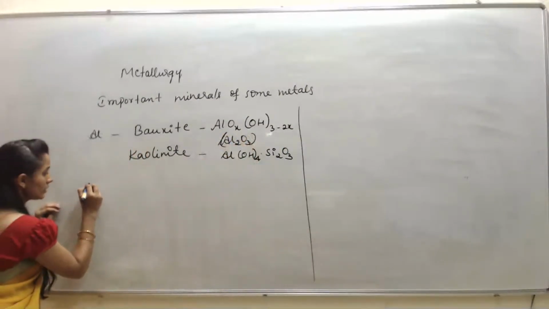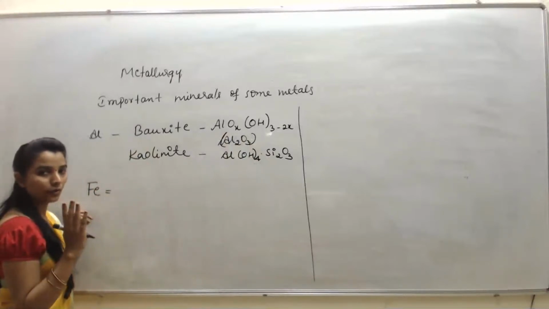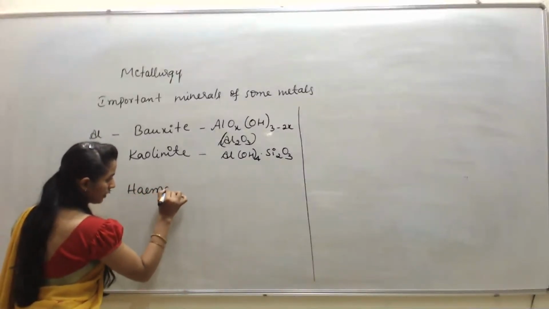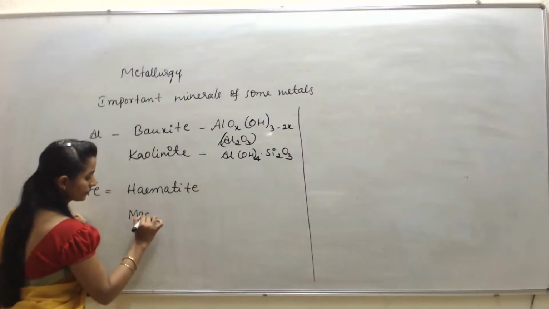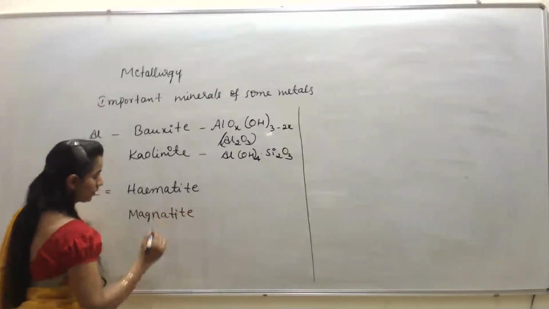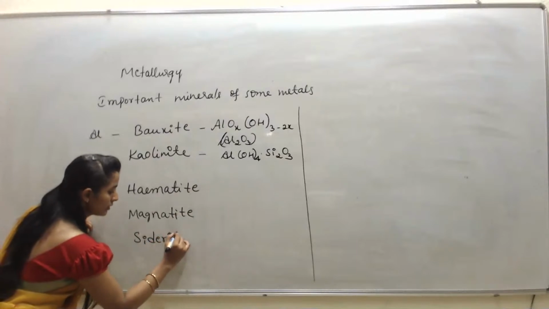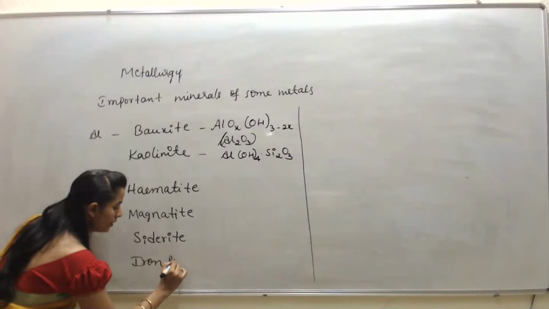Okay. Next one is iron. I told you iron has 4 different minerals. First one is hematite. Next, magnetite. Next, siderite. Next, iron pyrite.